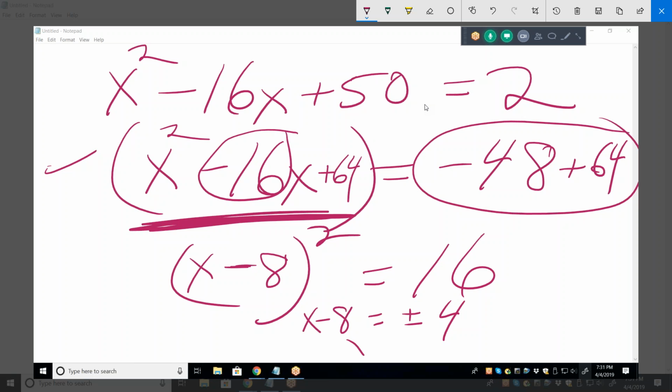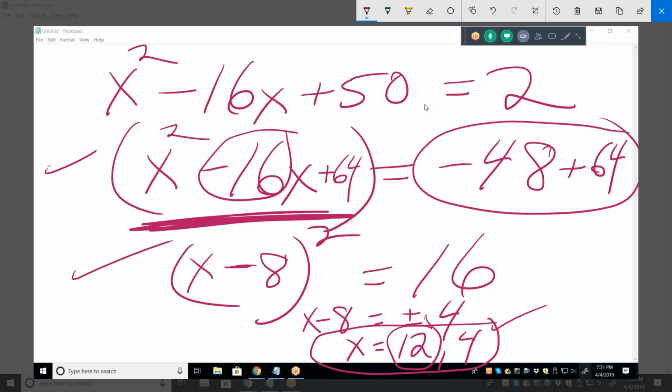So what's the solution? It would be x is equal to 12 and x is equal to 4. Perfect. Both of those are the solution. Had you not used the plus or minus sign, you would have only gotten that. You would have missed the 4. So it's really, really important to use that plus or minus. And you only do it when you're taking the square root of both sides.